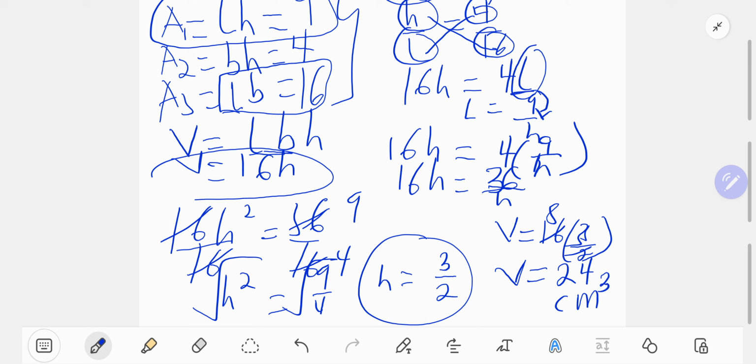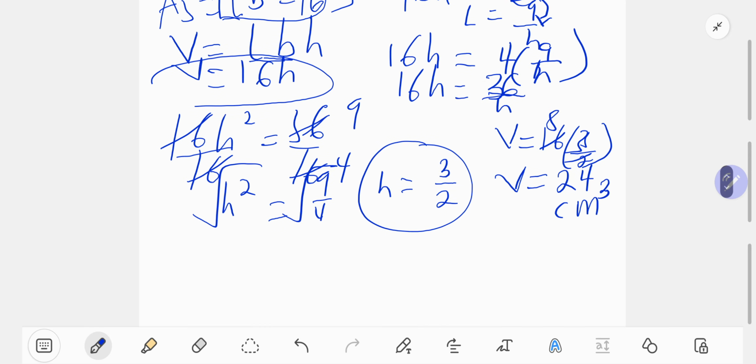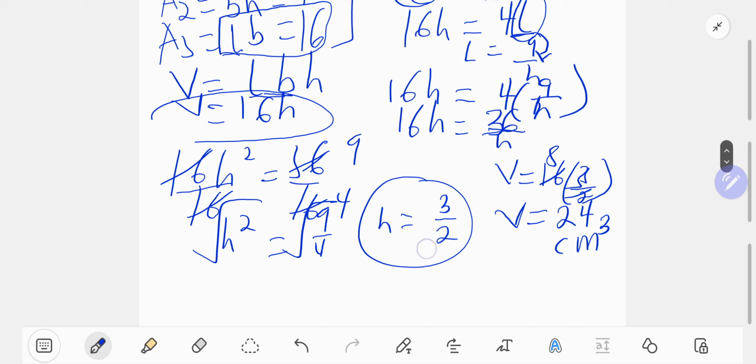So this is the final answer, right? You can use different approaches to arrive at the same answer, but the final answer is 24, right? So after finding the value of H, just substitute it into this equation, that is V equals 16H. You're going to get this, then you simplify, and you get a final answer of 24, right?